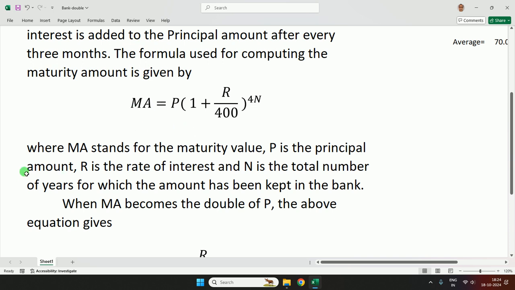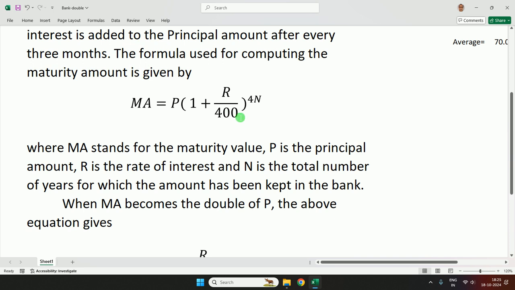So here MA stands for the maturity value, P is the principal amount, R is the rate of interest, N is the total number of years for which the amount has been kept in the bank. Of course, bank also calculates months and days, but let's forget that for the time being. Let us concentrate on the year-wise formula, which is this one.